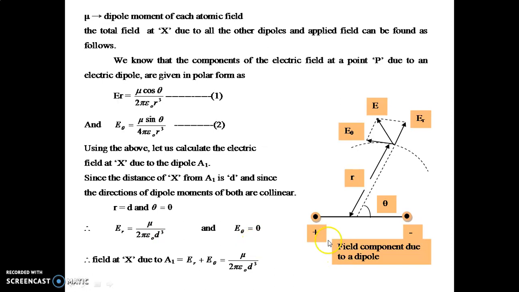So E theta is equal to 0, because in E theta we have sine 0, and sine 0 is equal to 0. Therefore, E theta is equal to 0. The second component is 0 now. Then the field at x due to A1 is given by E_r plus E theta, which is equal to only mu divided by 2 pi epsilon naught into dq.